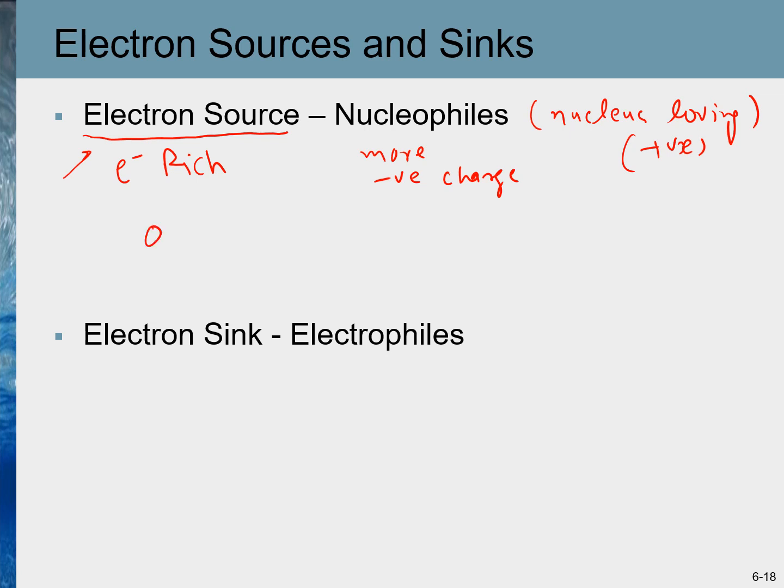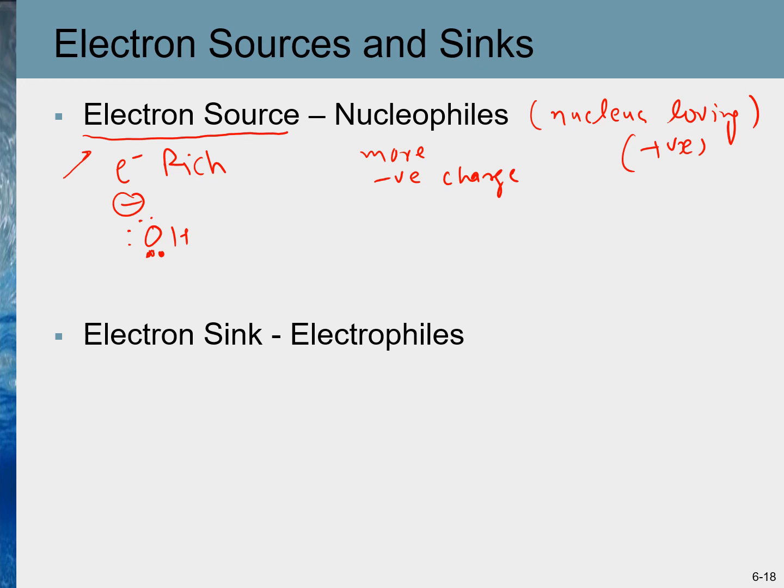For example, the OH negative ion is a nucleophile because it has extra negative charge, and of course it's also an electron source. There are many other examples of nucleophiles. Some nucleophiles are strong, some are weak. A strong nucleophile has too many electrons, or its electron density is too high, so that it really wants to donate that electron density.